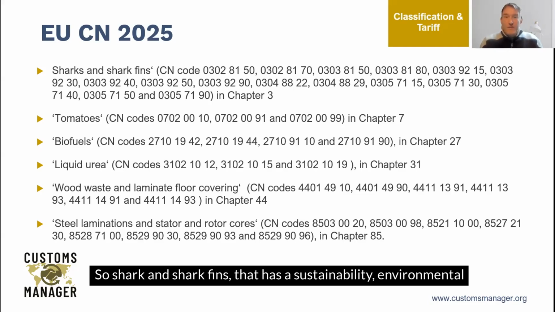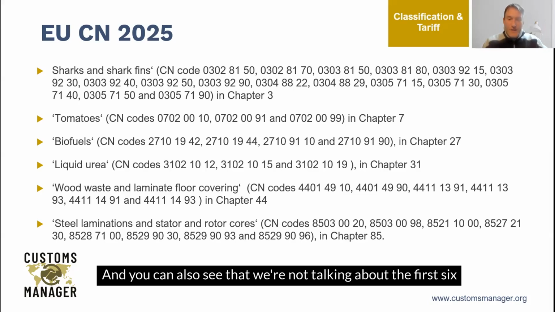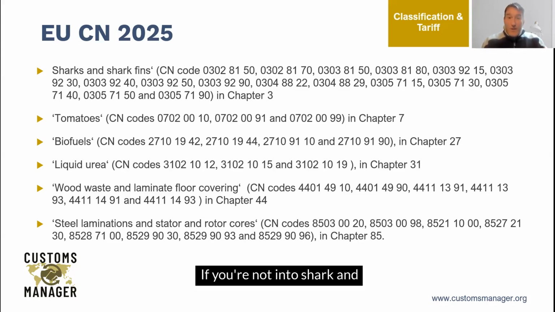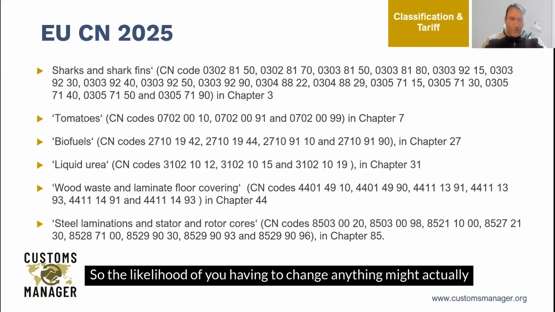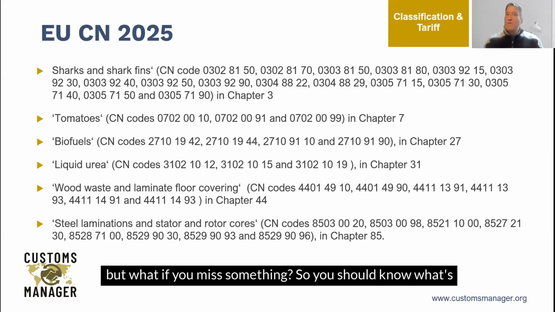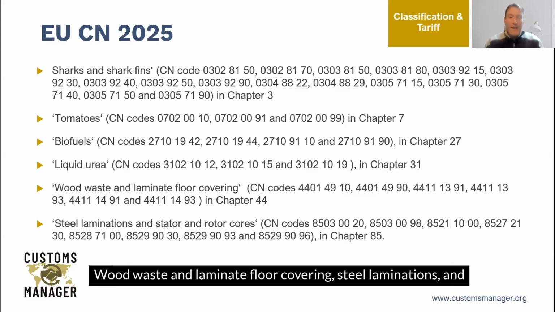So shark and shark fins, that has a sustainability, environmental protection, animal protection kind of ring to it. And you can also see that we're not talking about the first 6 digits ever here. You can see them all listed in at least 8 digits. If you're not into shark and shark fins, there's nothing for you to change. So the likelihood of you having to change anything might actually be very, very small. But what if you miss something? So you should know what's changing. So shark and shark fins, tomatoes, biofuels, liquid urea, wood waste and laminate floor covering, steel laminations and stator and rotor cores.